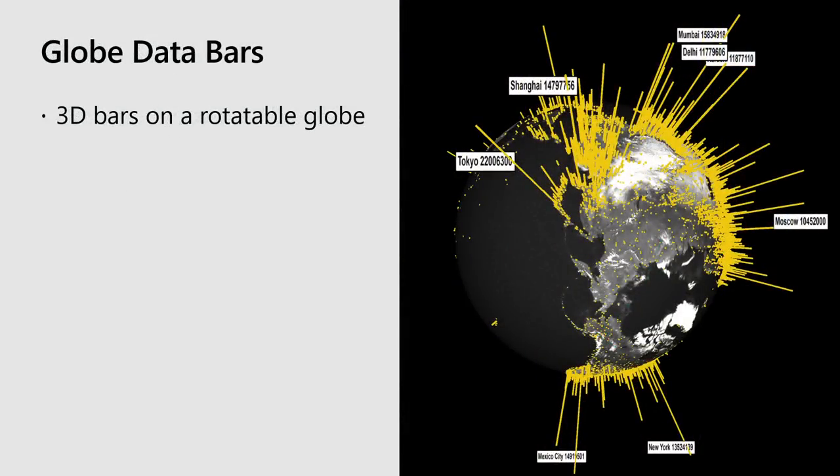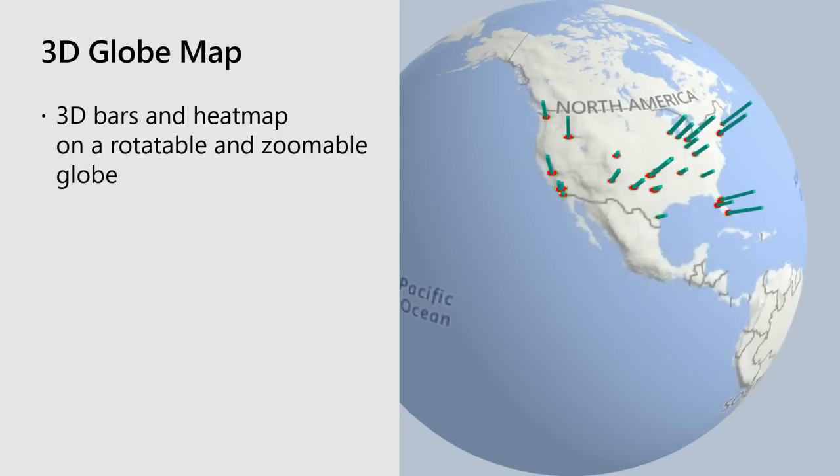Then there's the more interesting ones. We've got globe data bars, which allows you to represent bars on top of a 3D map. It's quite pretty. I'm not entirely sure whether there's that much business need for it. And if you could zoom in, actually, it might be more useful. But it might be good for demos. And 3D globe map is very similar. It draws bars and a heat map. This map, however, you can zoom in and rotate around.